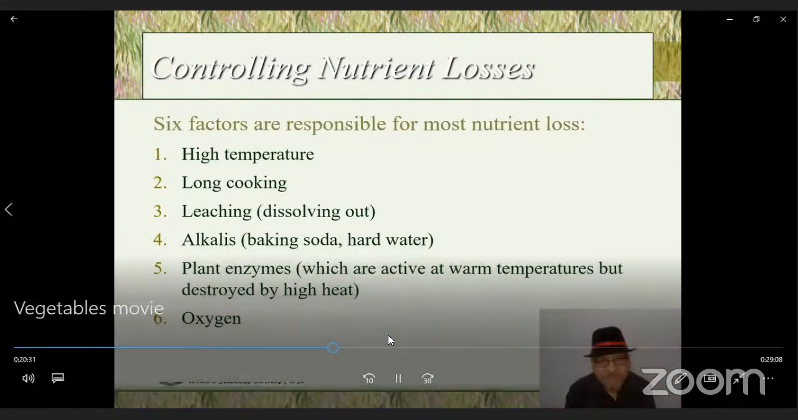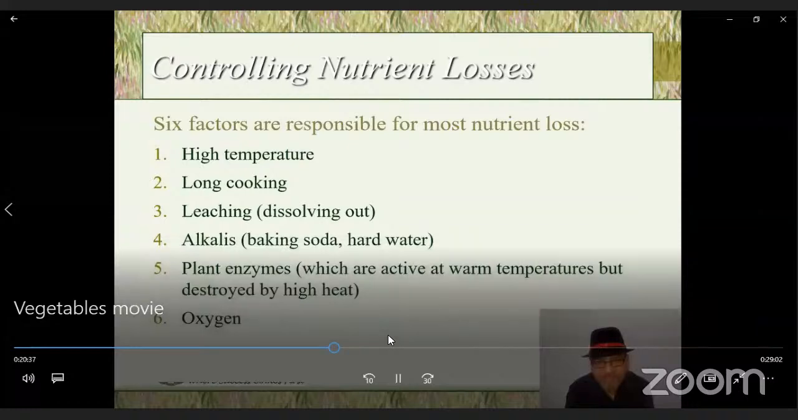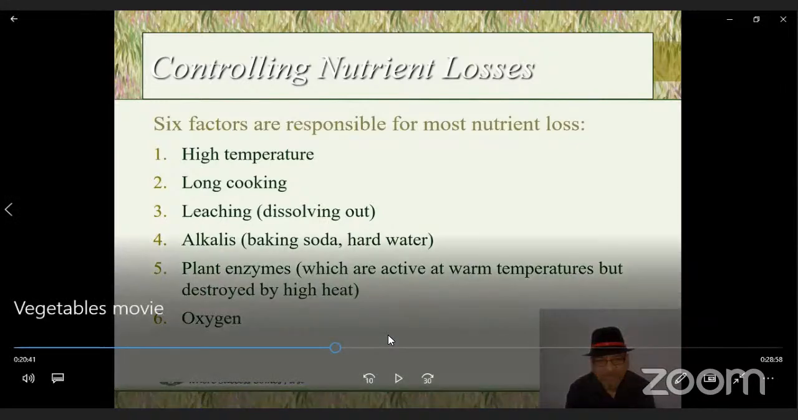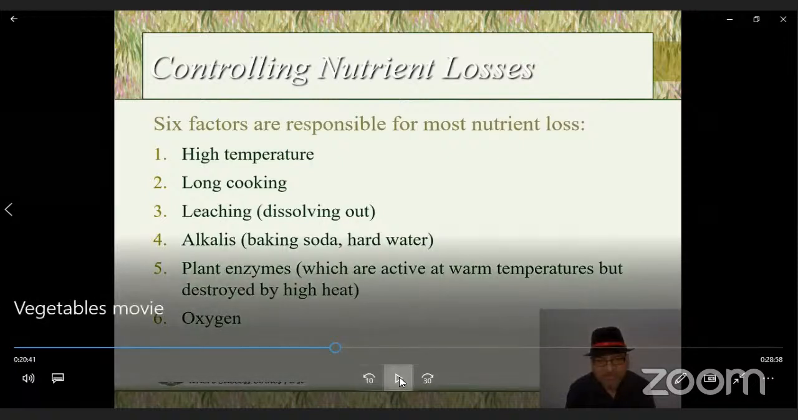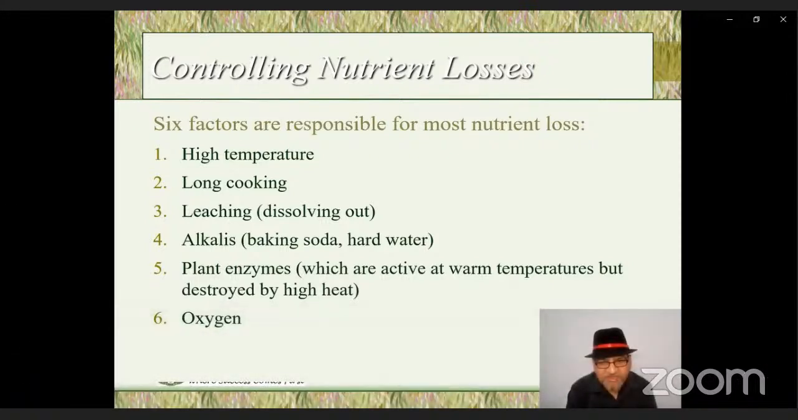The fourth method of controlling nutrient losses while cooking is by the use of alkalis, baking soda, or cooking them in hard water. The fifth method of controlling nutrient losses is plant enzymes, which are active at warm temperatures but destroyed by high heat. Please avoid high temperature. And last but not the least, oxygen. Oxygen is responsible for loss of nutrients. Oxidation of the nutrients take place.